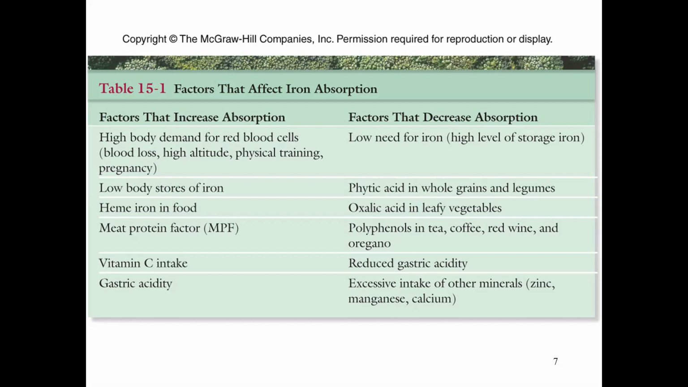One of those things is something called phytic acid that we find in whole grains and legumes. Oxalic acid is in leafy vegetables that also interferes. Polyphenols in tea, coffee, red wine, and oregano. If you don't have good stomach acid, or if you're taking in a lot of other minerals that will compete for absorption, and those include zinc, manganese, and calcium.